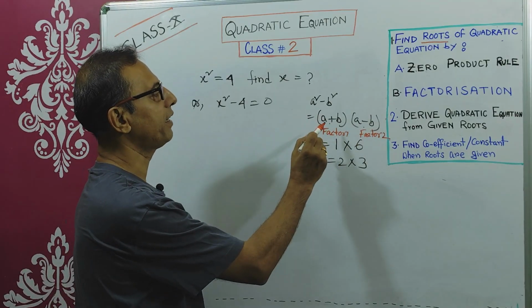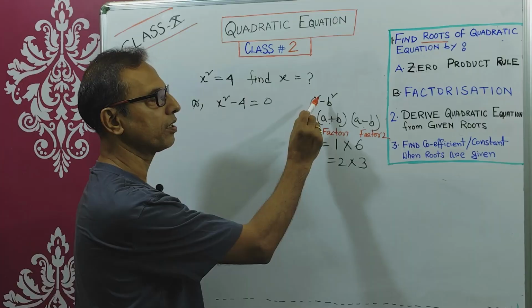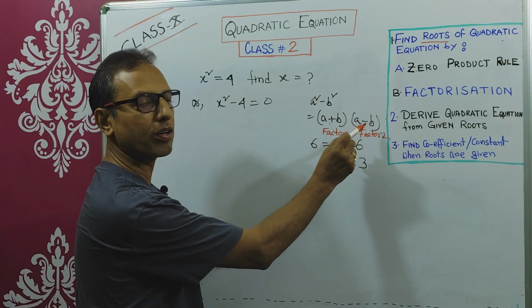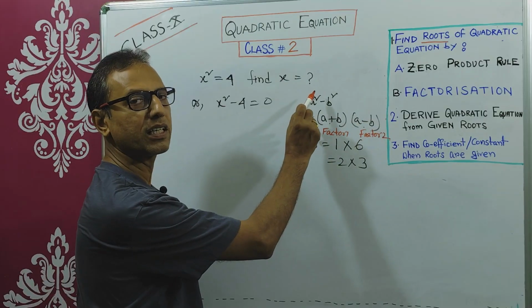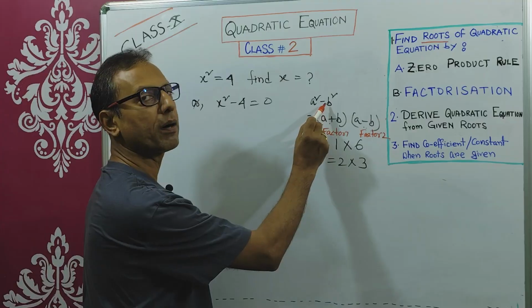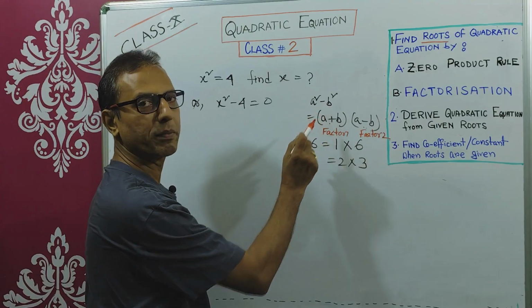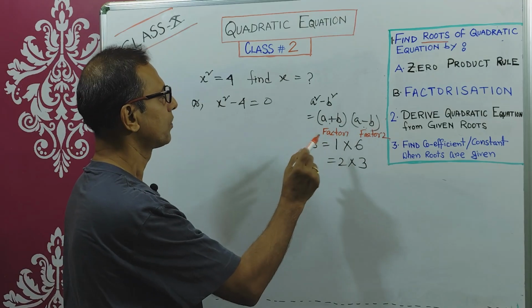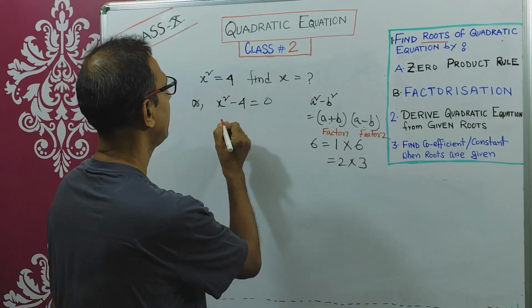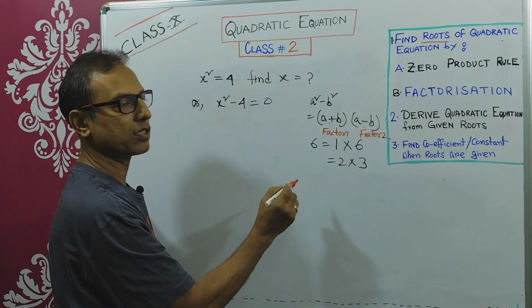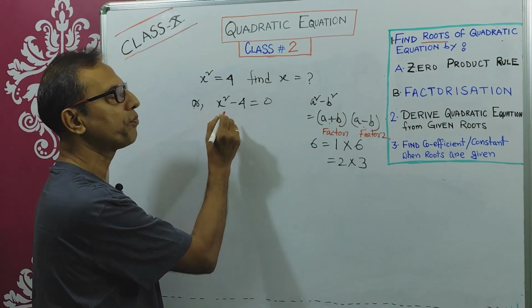When you can represent one expression as a multiplication of two expressions, then each of the expressions is a factor of that given expression. So a plus b and a minus b, both of them are factors of a square minus b square. Now, a square minus b square equals a plus b into a minus b. First you need to do the factorization.